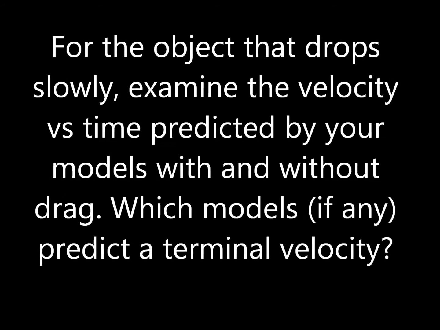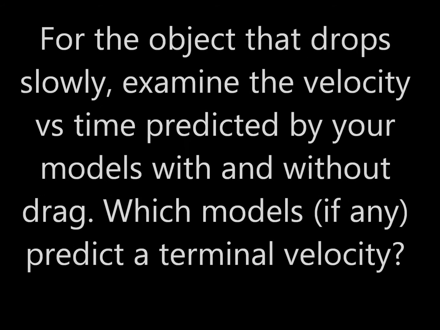For the object that drops slowly, examine the velocity versus time predicted by your model with and without drag. Which models, if any, predict a terminal velocity? As I said earlier, the first model where I dropped the bar deodorant did not reach a terminal velocity because it fell so quickly. It was not a large enough time gap for the speed to become constant. The force of gravity was acting downward, and the drag force did not have a large impact on it.